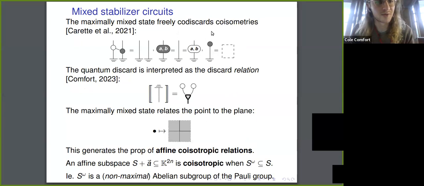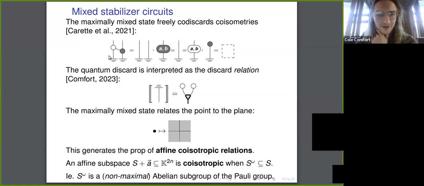So, to touch on, I think it was John's question, there's a way to add discarding to things. In this paper by Carette et al., they gave a graphical way to add the quantum discard, or equivalently the maximally mixed state, to circuits. And if your prop has enough isometries or enough co-isometries, then you can just freely discard all of them, and that is equivalent to giving you discarding or the maximally mixed state.